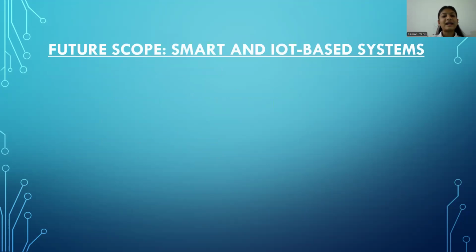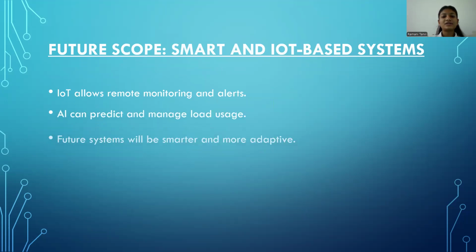Future scope, smart and IoT-based systems. Okay, imagine elevators that connect to the internet. They could send overload warnings to building managers or predict heavy usage using AI. IoT and AI can make elevators smarter, managing power, reducing wear, and improving safety.